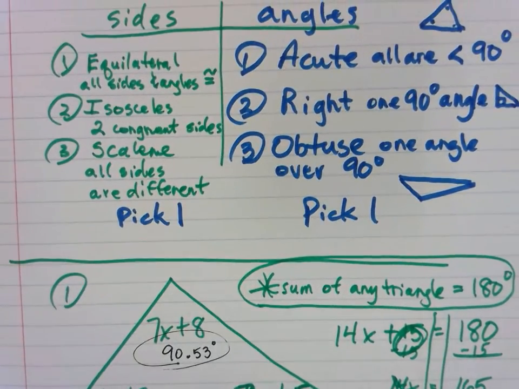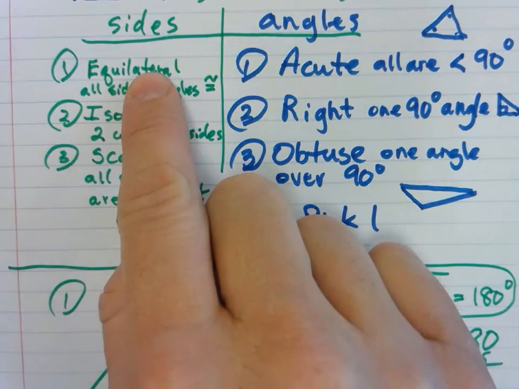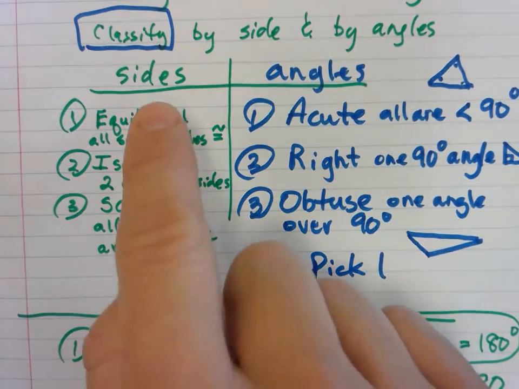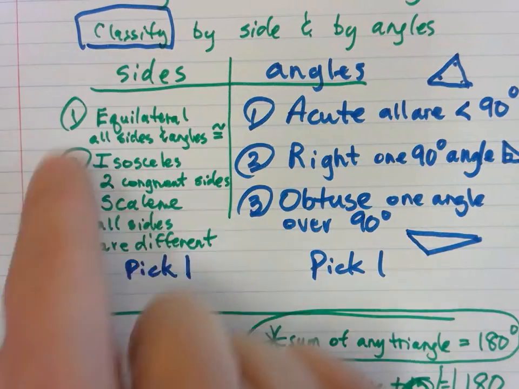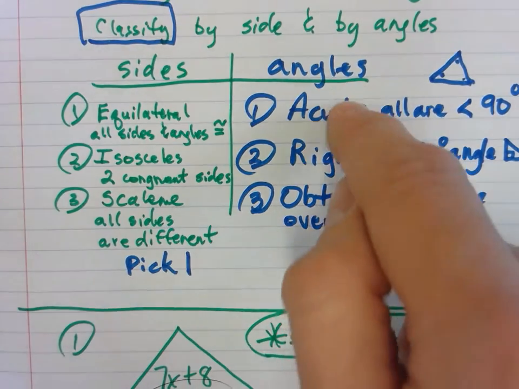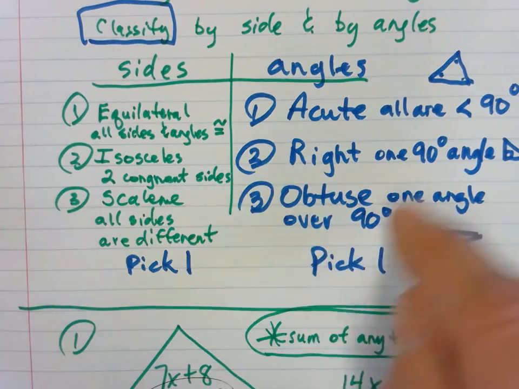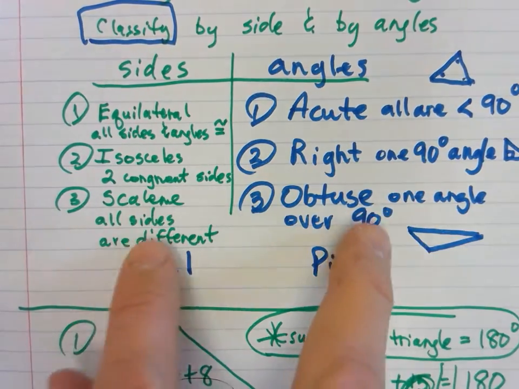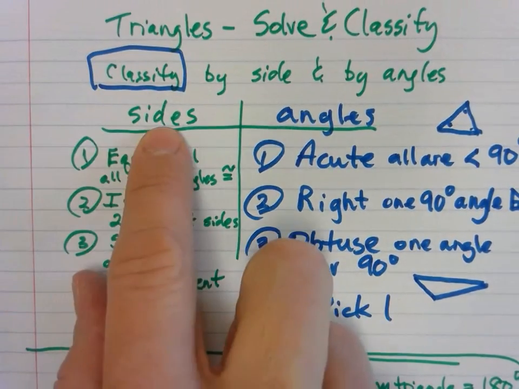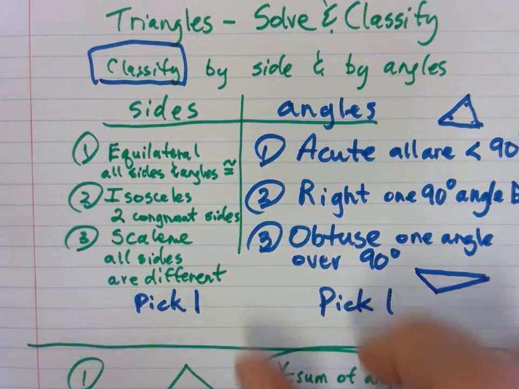And then when you classify it, make sure you go pick one from this, okay? Either it's equilateral, isosceles, or scalene. That's how you do it by sides. And then acute, right, or obtuse, when you do it by angles, you got to pick one from this crowd, and you got to pick one from this crowd. So you're going to have 2 answers total when you classify it. One by side, one by angle.